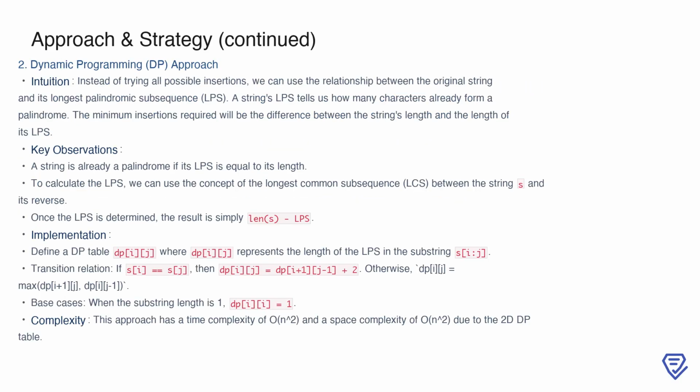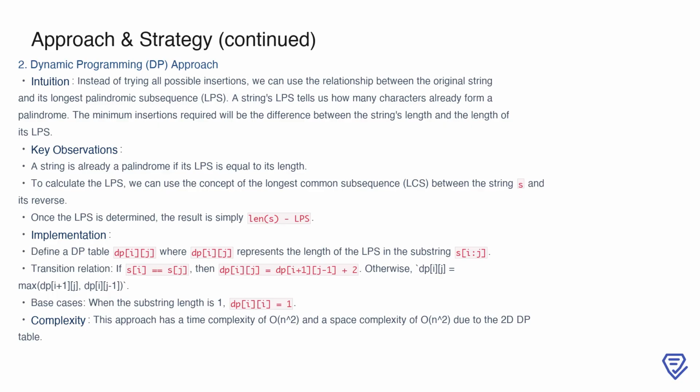A more efficient approach is using dynamic programming, or DP. The key insight here is that instead of trying all possible insertions, we can focus on the relationship between the original string and its longest palindromic subsequence, or LPS. The LPS allows us to determine how many characters in the string already form a palindrome. The minimum number of insertions needed will then be the difference between the total length of the string and the length of its LPS. To calculate the LPS, we use the concept of the longest common subsequence, or LCS, between the string and its reverse.